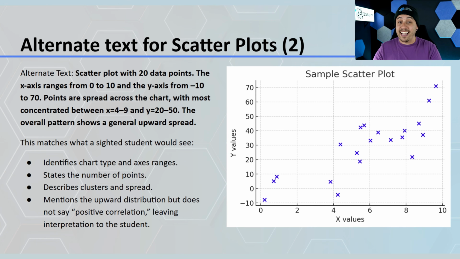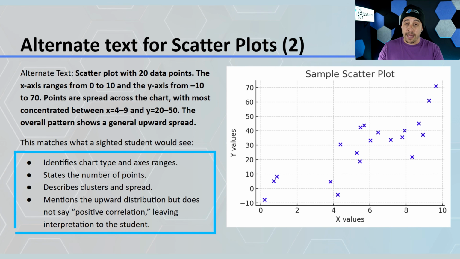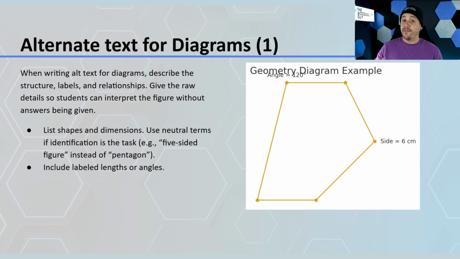This matches what a sighted student would see, identifies the chart type and the axes ranges, states the number of points, describes the clusters and spread, and it does mention the upward distribution, but you don't have to include that in your alternate text. What about for diagrams?